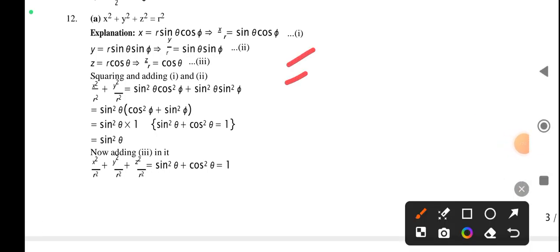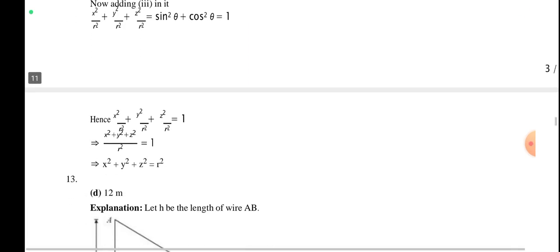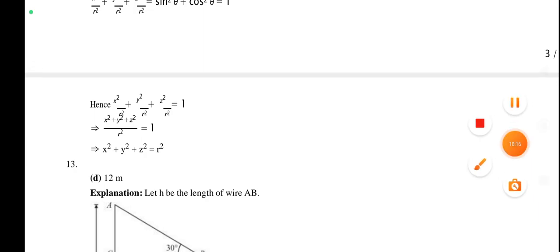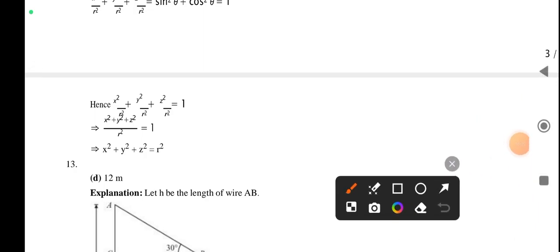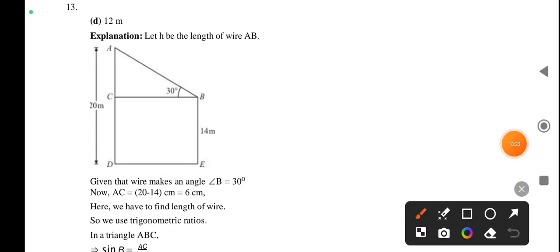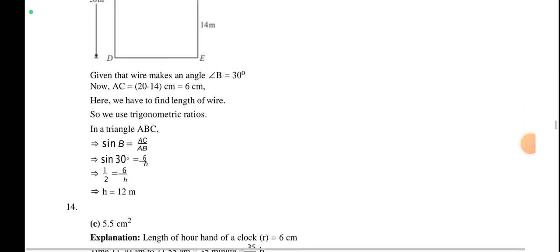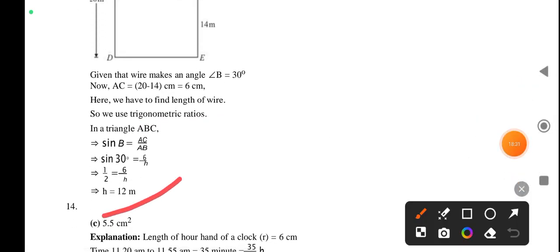They applied the x value, y value, then substitute here. At last we got sin square theta plus cos square theta as 1. So x square plus y square plus z square, ultimately we are getting it as r square. Because in your denominator we get r square, that goes with the sign of multiplication, r square. 13 is 12 meter. Clear, check. And the height is 12 meter.